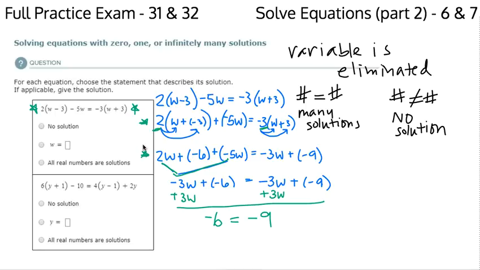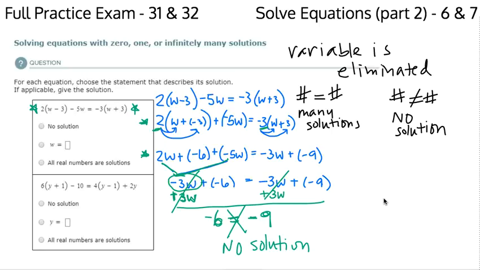On the left-hand side, I combined my 2w with -5w, and I got -3w. Then we solved. You want your variables on one side, constants on the other side. Once I do that, when I get all my variables together, if I want to eliminate -3w, I add +3w, which eliminates my w's on the left, but it also eliminates the w's on the right. And what happens is I end up with -6 equals -9. That's not possible, so that means there's no solution.